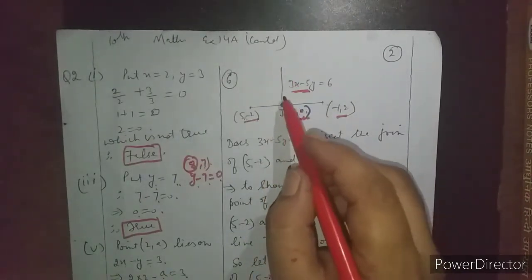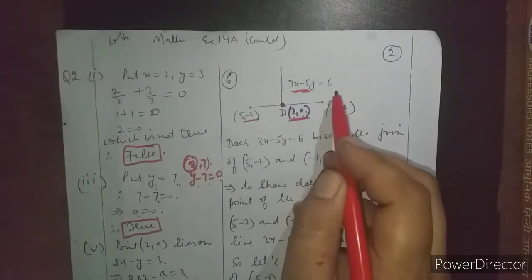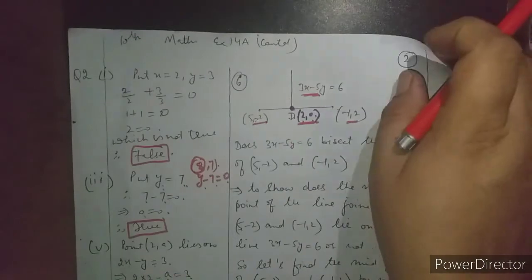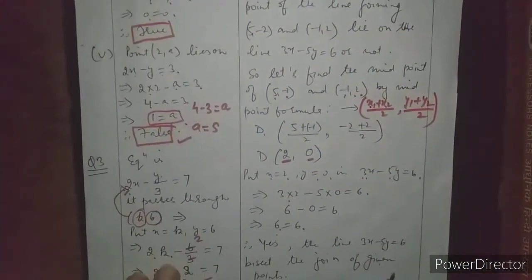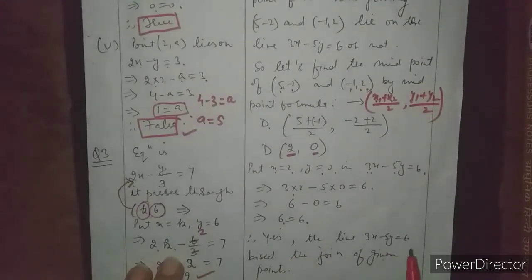Or what does it mean? That the line 3x minus 5y equal to 6 bisects the join of this point and this point. So this is our complete solution, and at the end I have also written: yes, the line 3x minus 5y equal to 6 bisects the join of the given points. Okay, now see students, question number 7.